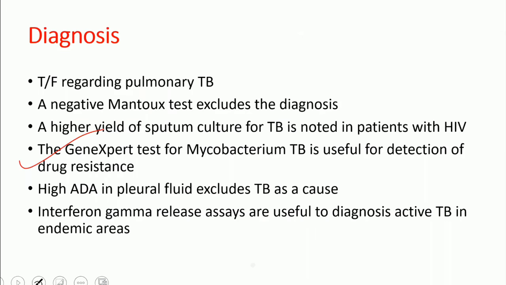There are more advanced nucleic acid amplification tests called line probe assays, which can detect both isoniazid and rifampicin resistance. Right? But the gene expert is mostly rifampicin resistance. With line probe assays you can detect isoniazid and rifampicin resistance. So in addition to the diagnostic value of these gene expert tests, they also have a role in detecting resistance. Right. So these are your usual modes of diagnosing TB.